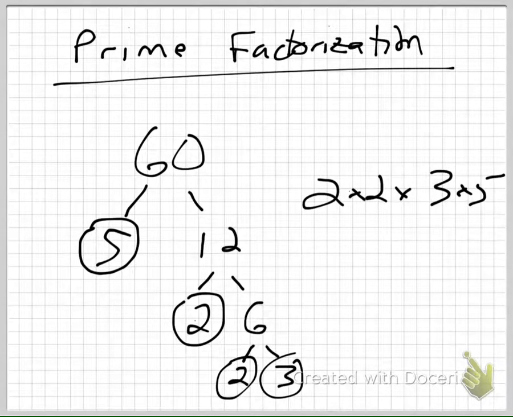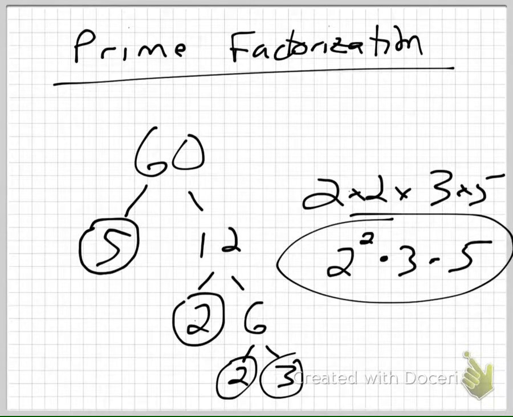This is actually not written in prime factorization. This is really close. What do you think you have to do to make it better? Exponent. You put an exponent. So this would be 2 squared times 3 times 5. You want to put them in numerical order, right? You start with the lowest one, 2s, then 3s, then 5s, etc. That is 60's prime factorization. Does that make sense? Okay, let's try another one.